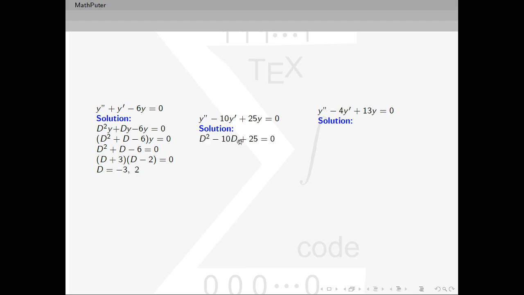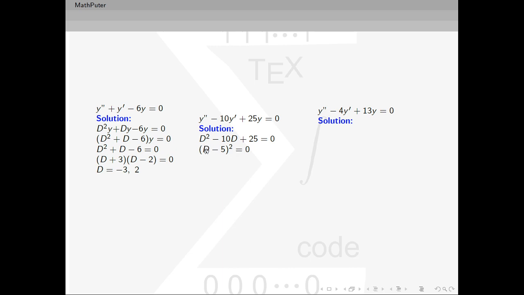For this example, now can I write directly D squared y minus 10D plus 25y equal to 0. We take y common, y is not equal to 0. So D squared minus 10D plus 25 equal to 0. Right, let us be a little bit fast. So this is the auxiliary equation, D squared minus 10D plus 25 equal to 0. So it has factors (D minus 5) squared equal to 0.